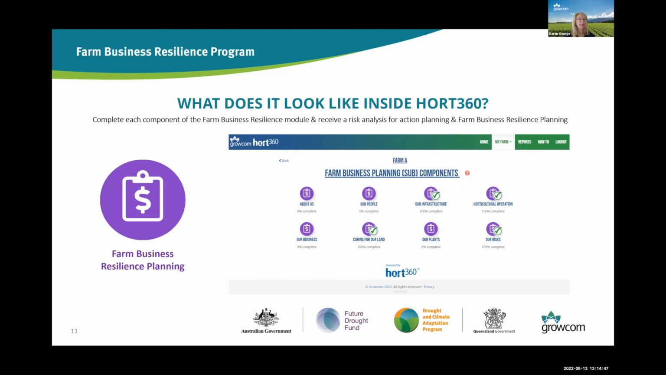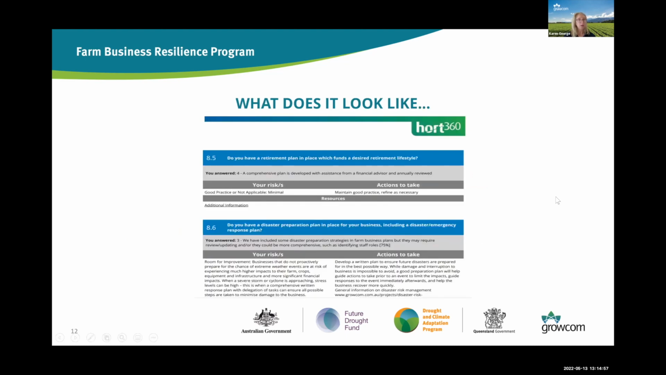When you've completed that, it will automatically have developed a risk analysis tool for you. So that risk report is based on how you answered those components. If you answered them in a certain way and it identified that there's risks, it will then say, okay, here's the risk that you've shown from the answers to the questions you had, and these are the possible actions to take. This can be saved. It's a PDF. It can be printed, and you can apply it directly to your farm business resilience plan.